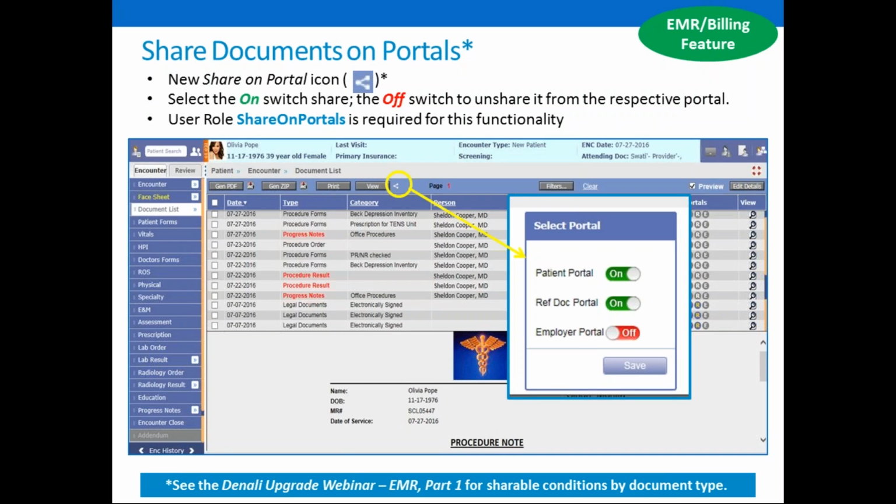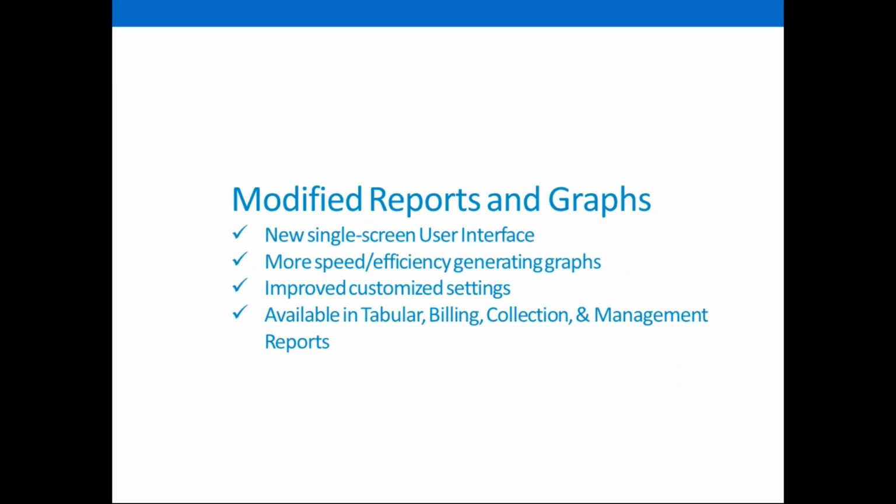Now, part of the upgrade, both EMR as well as here, is the ability of sharing a document on a portal. We now support 3 different portals: patient, referring doctor, and employer, if you do employer billing. And a document can be shared on 1, both 2, or all 3 of those. So if you have the appropriate user role, you can share these documents by clicking on this new icon, and then switching on or off for that document.